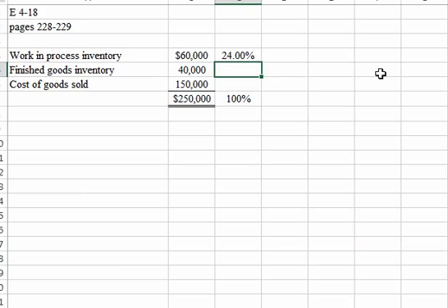$40,000 divided by $250,000 shows that finished goods inventory represents 16% of these three account balances. And then the $150,000 divided by $250,000. Cost of goods sold makes up 60%.